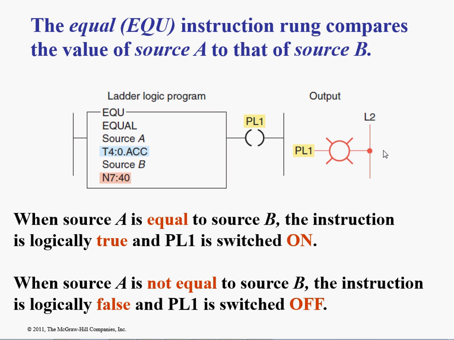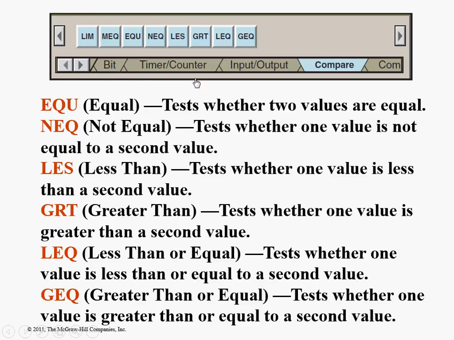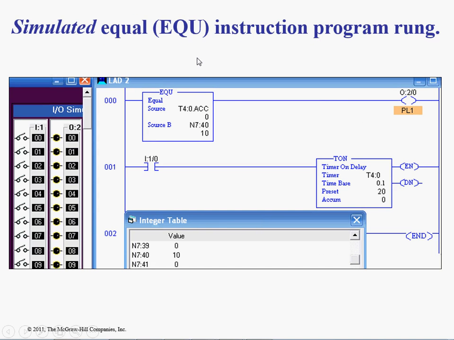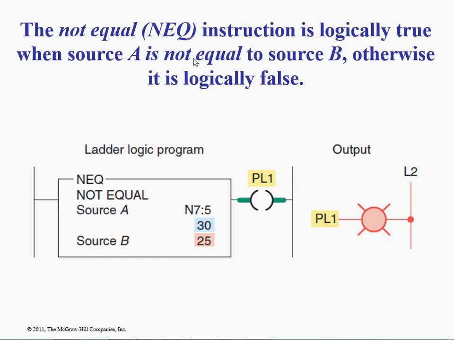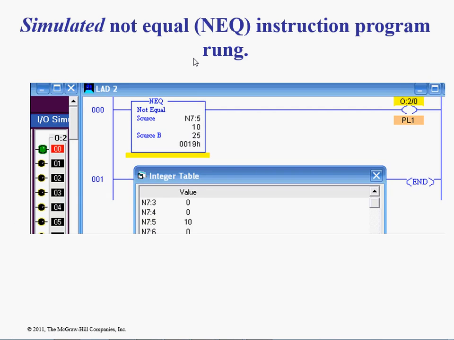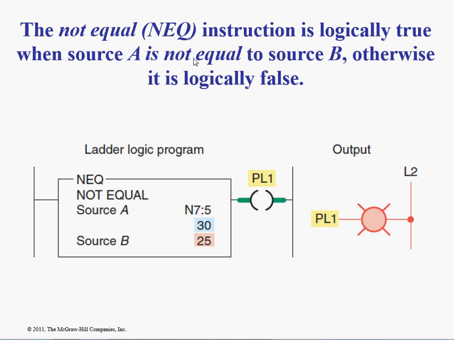Okay, so we've kind of gone through all of these. Here's the not equal to instruction. As long as it's not equal to, it's true, it works backwards, right?